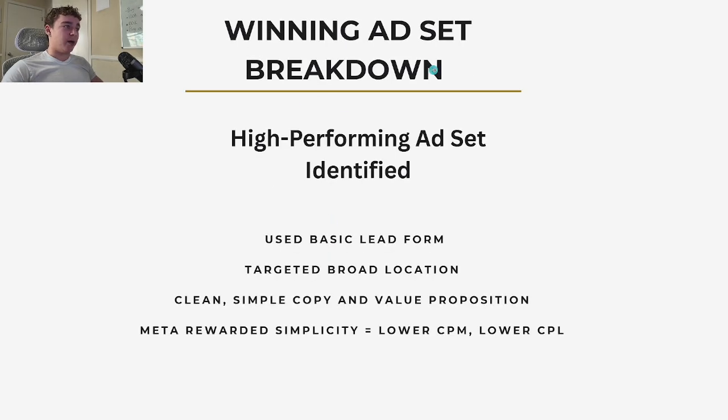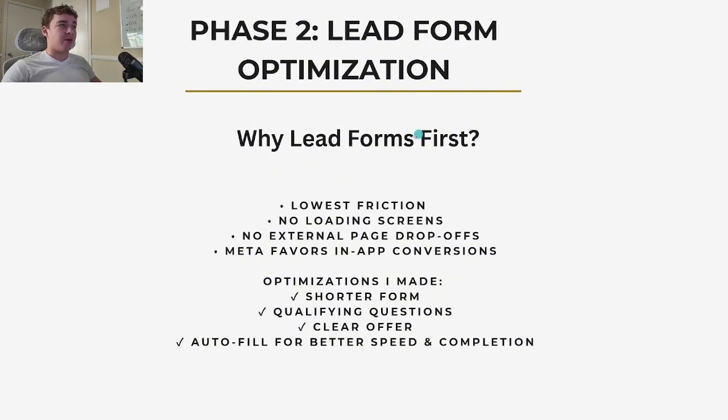We're going to break down the winning ad set. So high performing ad sets use basic lead form. They targeted a broad location, which means we let Meta's AI kind of distinguish who is our target audience, who's biting from these hooks and these lead magnets we're putting into the algorithm. We had a clean, simple copy and a fair value proposition. It wasn't crazy. A kindergartner can understand our offer. And Meta basically rewarded us with that simplicity, with a lower CPM, lower cost per 1,000 views, and a lower cost per lead.